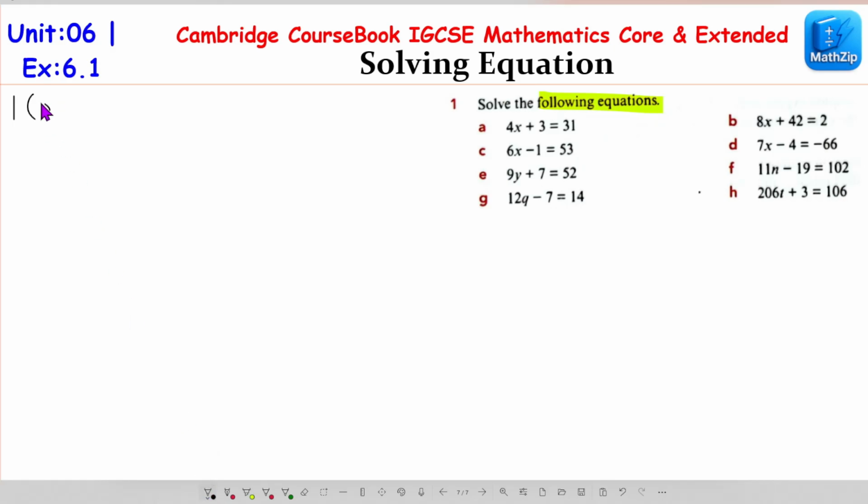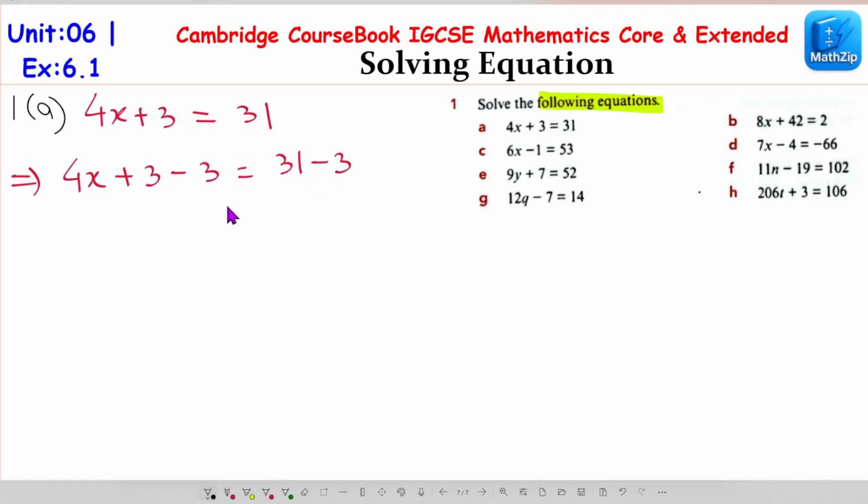Number 1a, 4x plus 3 equals 31. So this is 4x plus 3 minus 3 equals 31 minus 3. Side note: subtracted both sides by 3.